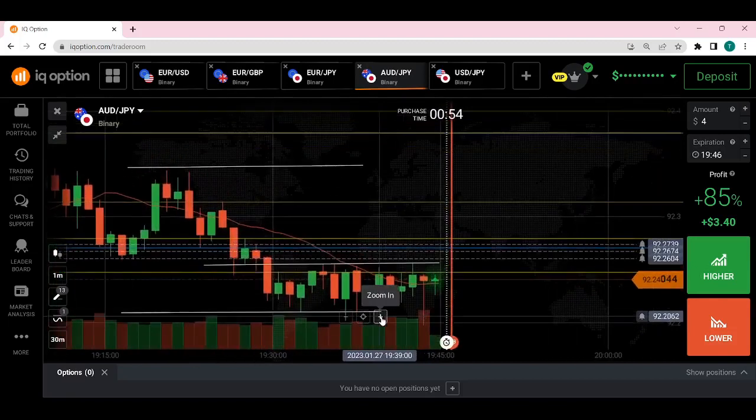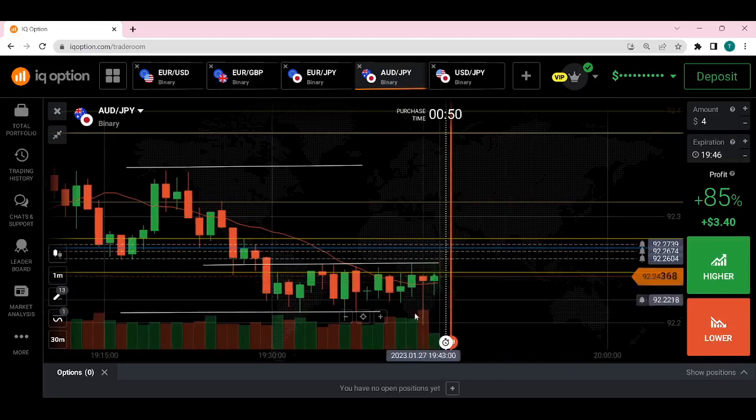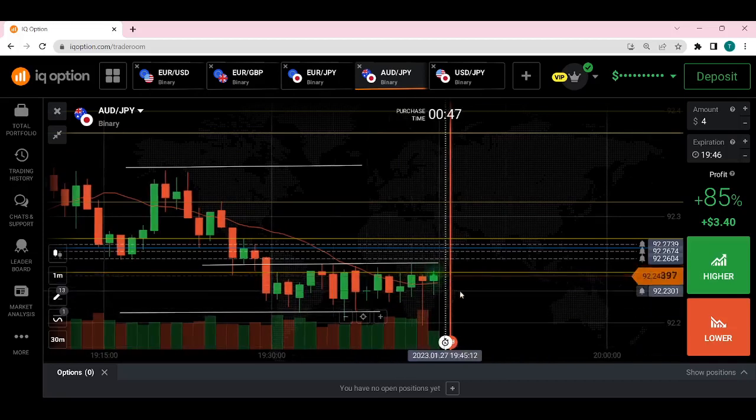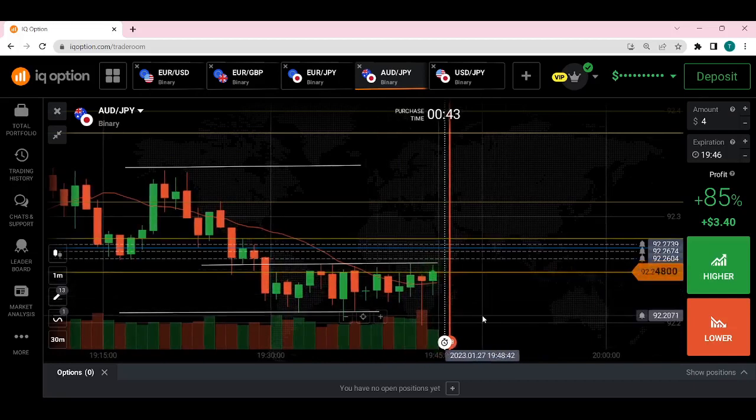The market will soon go up, very fast it will come up. Here you can see so much pressure from the downside, and buying pressure is very high here. So this market is going to be up.